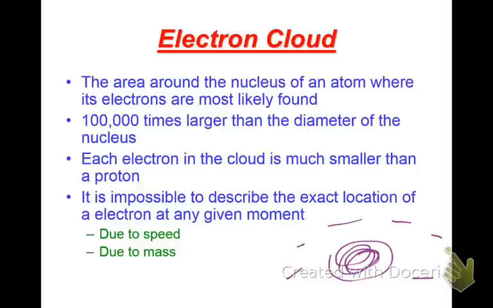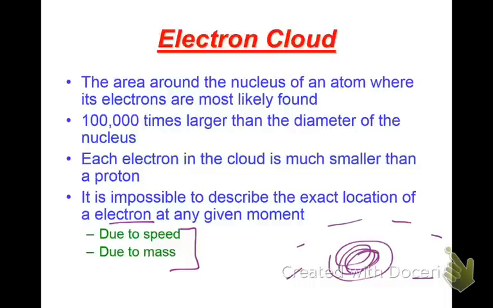Each electron is much smaller than a proton. It's impossible to describe the exact location of an electron, meaning that you can never tell where an electron is and tell how fast it's going at the same time. And this is due to its mass and its speed. That's called the Heisenberg uncertainty principle.